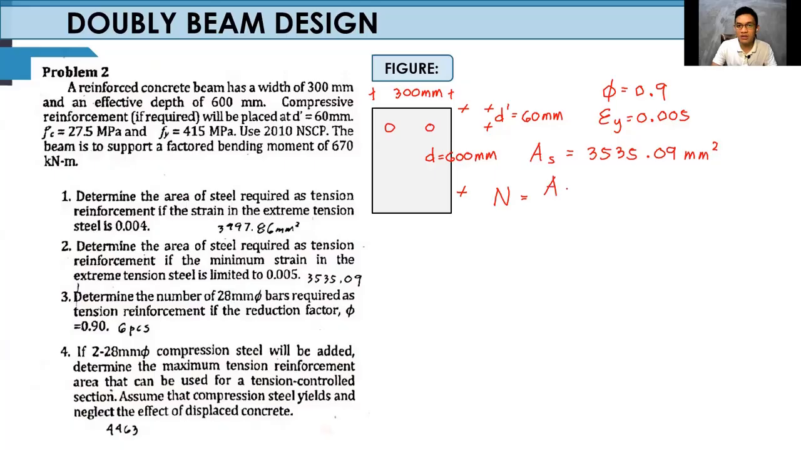Number of bars is equivalent to AS divided by yung ating area in our 1 bar. So, 3535.09 millimeter square. Huwag na natin magyan ng unit. Na divided by our area of bar. Sabi dito, ang gagamitin daw natin is 28. So, pi d squared over 4. So, pi 28 square over 4. Okay? So, by using our calculator, ang lalabas po dyan is 5.7 pieces.